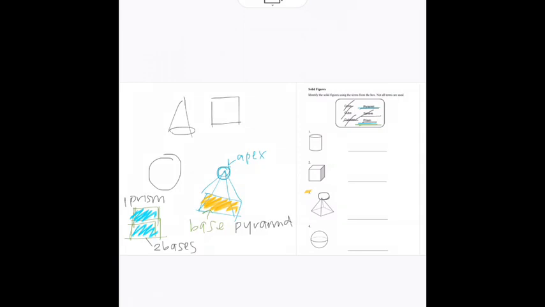And this is a pyramid. Now when we look at number 3, does it look like a prism that has 2 bases, or does it look like a pyramid that has 1 base and an apex? Yes, it has 1 base and an apex. So this would be a pyramid. Perfect.